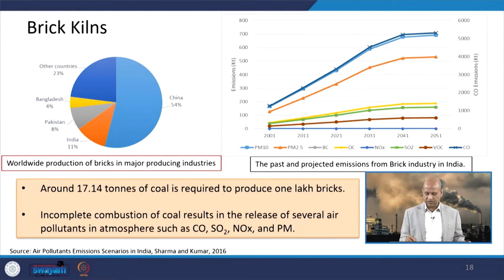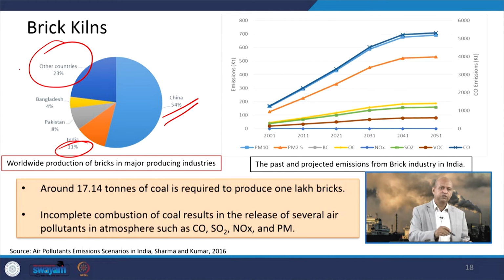Well, when we talk about brick kilns, again the emissions of different kinds of pollutants are increasing, for example CO and PM10. These are the predominant pollutants, and you see the comparison with different countries: China is responsible for 54% of brick production, and Bangladesh 4%. India is around 11%, and the second largest are the other countries in total. Approximately 17 tons of coal is required to produce 1 lakh bricks. Incomplete combustion of the coal results in the release of several pollutants into the atmosphere, like CO, sulfur dioxide, oxides of nitrogen, and particulate matter.